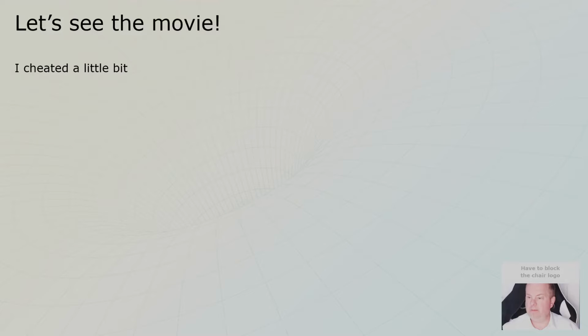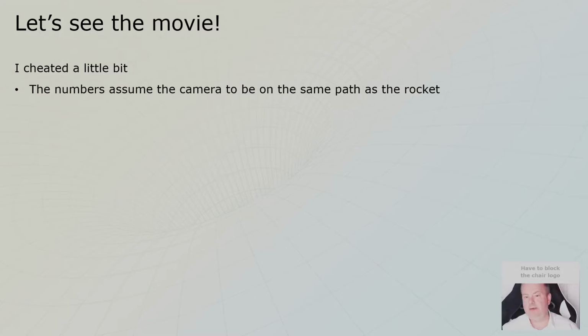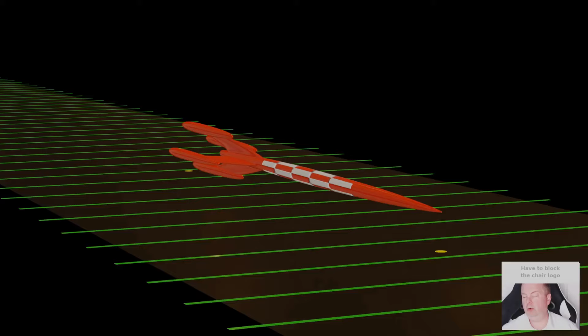Let's see the movie. I cheated a little bit. I explained in level A, so I'm not going to repeat, but for the professionals I discarded Penrose, Terrell, Lampa, etc. It doesn't really change a lot, and I want to stick to stuff happening in the direction of motion.